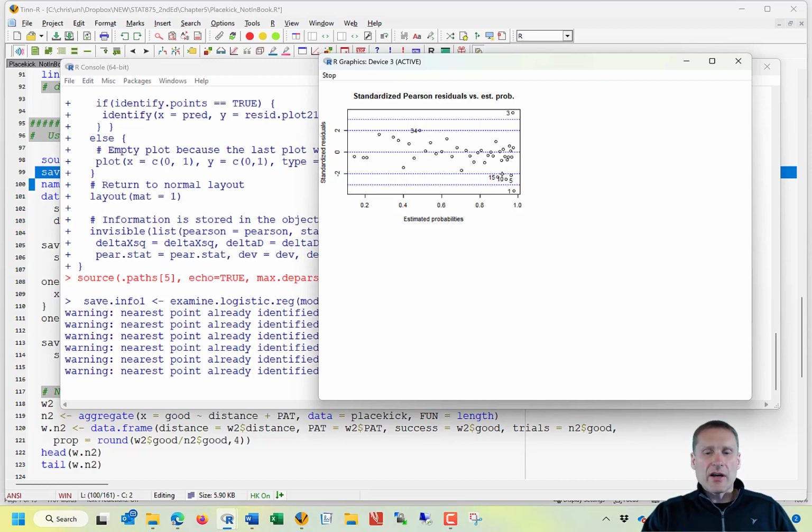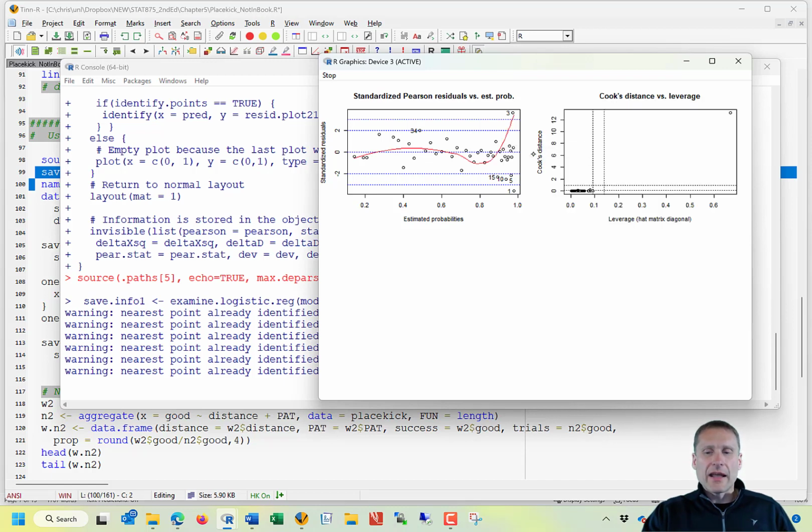Now, once you're done identifying those points, and notice which ones I did, those that are essentially outside plus or minus 2, I can right-click to say stop. And now I have a new plot that pops up. First, though, on the previous plot, notice what's added: a lowess regression model to help you see trends. Remember, be very careful about interpreting this kind of plot towards the boundary lines relative to the x-axis.